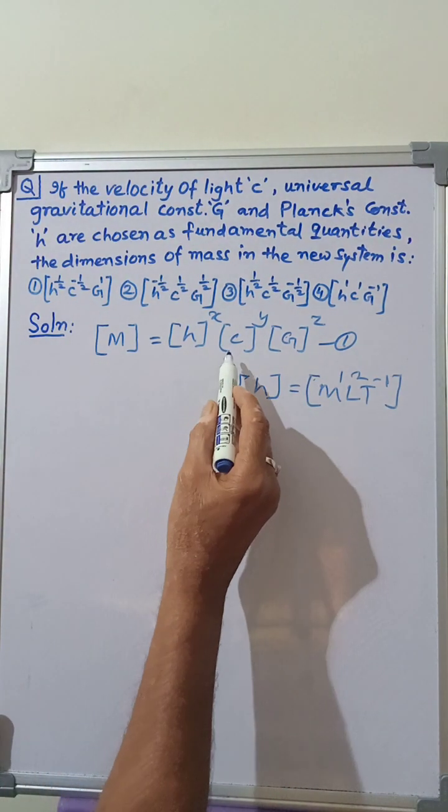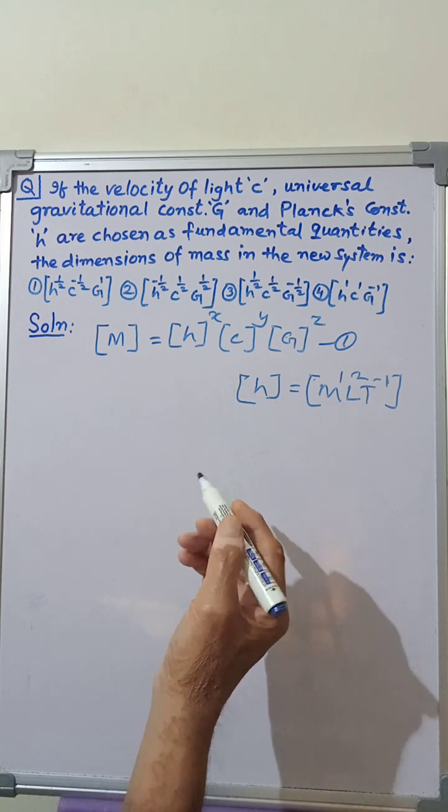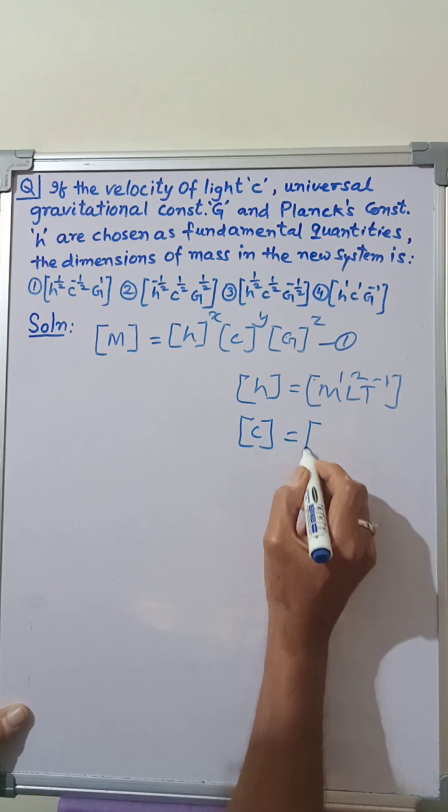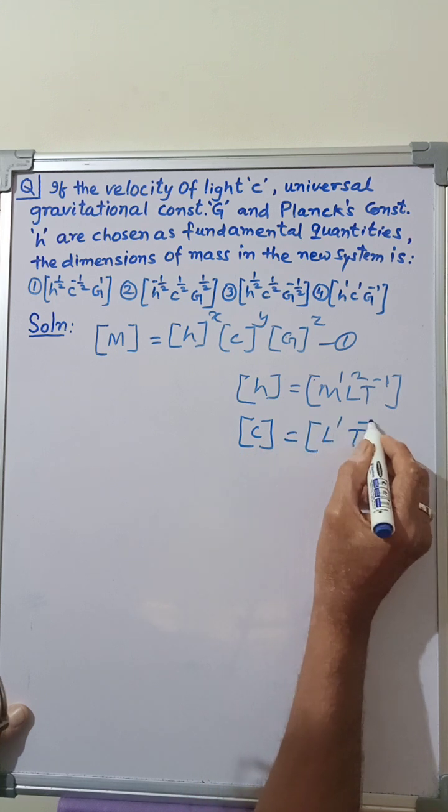Now for c, the velocity of light, the dimensions of c is equal to dimensions of velocity, which is equal to L1 T minus 1.